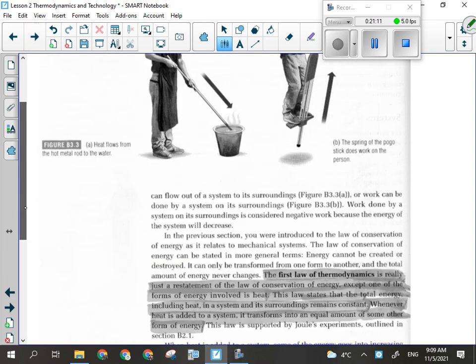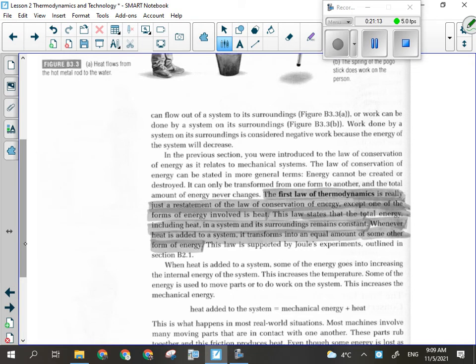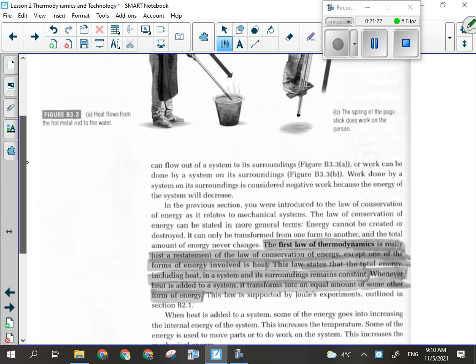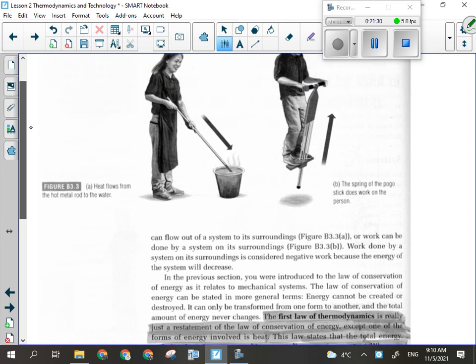Right. All right. So, first law of thermodynamics, it's highlighted on there already, but it's super important. Okay, it is just a restatement of the law of conservation of energy. It states that total energy, including heat in a system, remains constant. Okay, and it can be changed, but it can't be created or destroyed.